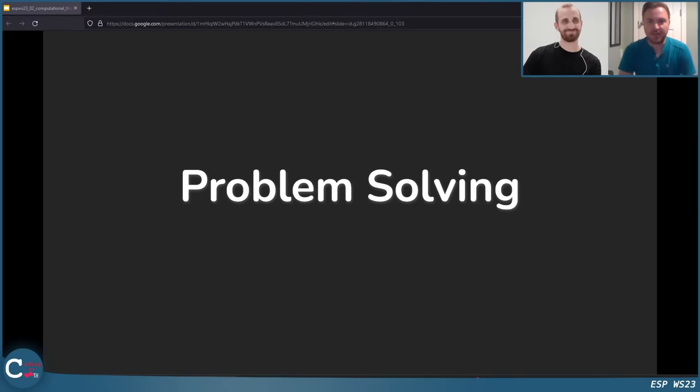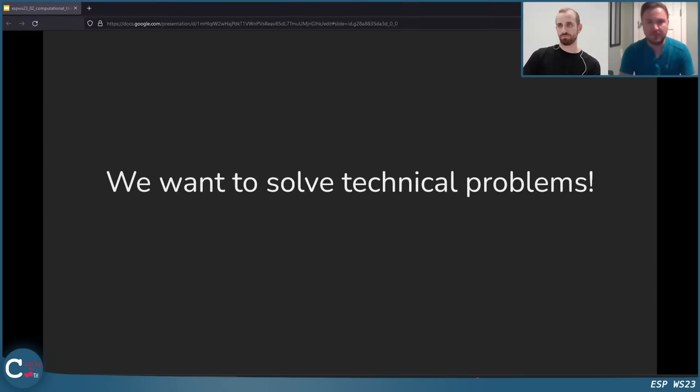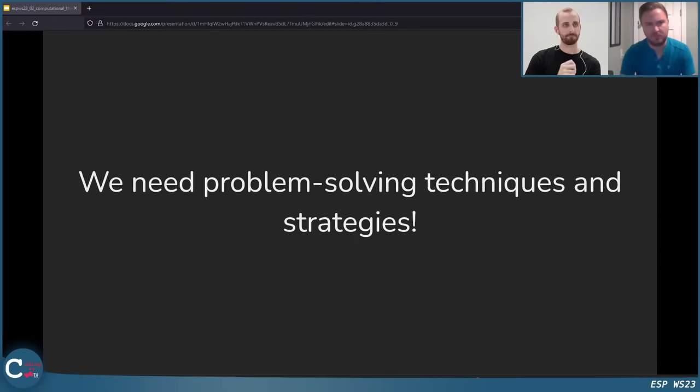All right, problem solving. Today we will try to get into this idea on how to solve technical problems together. And therefore, we have 2 problems that we actually want to solve together. 2 problems from a technical domain, from a very general domain as well. So maybe we want to figure out how we can solve technical problems, and therefore we need special techniques and strategies that we want to use.